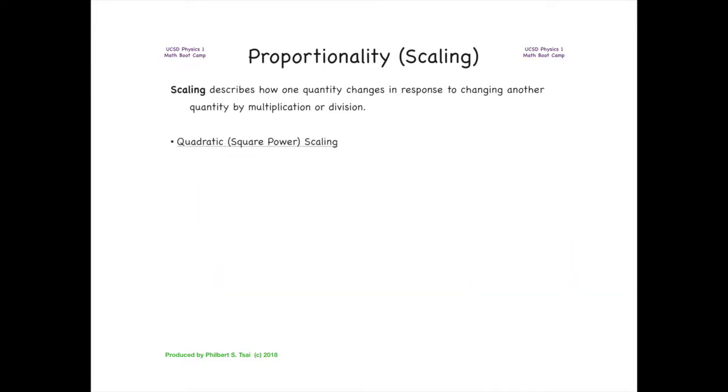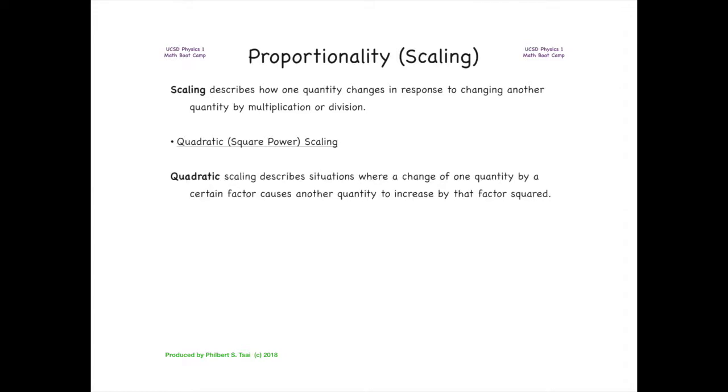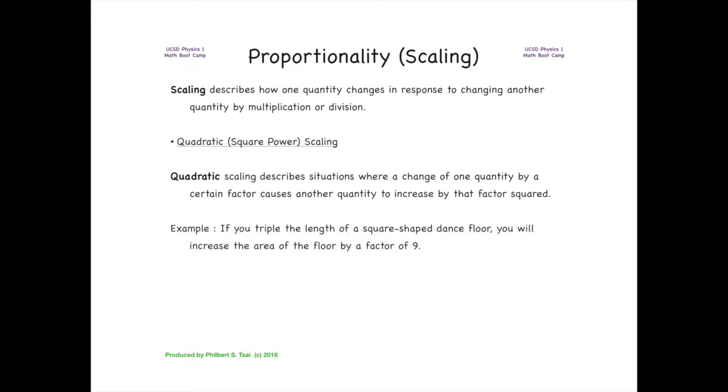Another type of scaling that appears commonly in physics classes is quadratic scaling. Quadratic scaling describes a situation where a change in one quantity by a certain factor causes another quantity to be increased by that factor squared. For example, if you were ordering a square dance floor to be installed for a party, if you triple the length of the square-shaped dance floor that you want, you will increase the area of the floor by a factor of 9, because of course 3 squared is equal to 9.